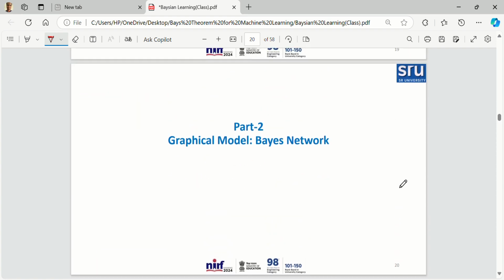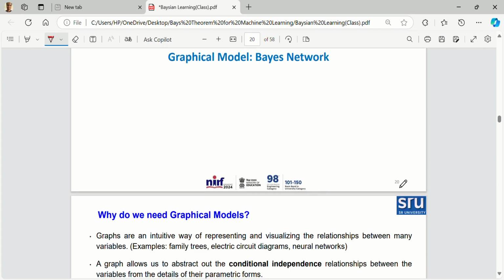Now go to the graphical model, the Bayesian network.